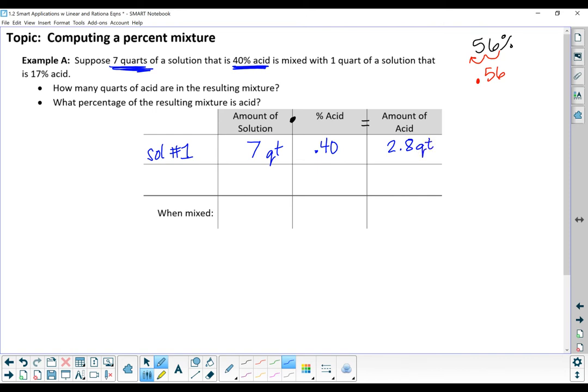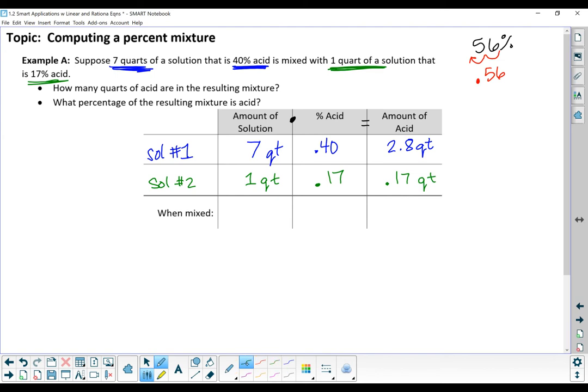Basically these solutions are acid that's been diluted. So to make that 7 quarts of 40% acid, you would use 2.8 quarts of acid and then fill the remaining amount up with water to dilute it to that 40%. All right, so solution number 2, we have some information about as well. For solution number 2, we are only using 1 quart, and it is 17% acid. So if we multiply those two together, that's 0.17 quarts of acid, and the remainder would be water.